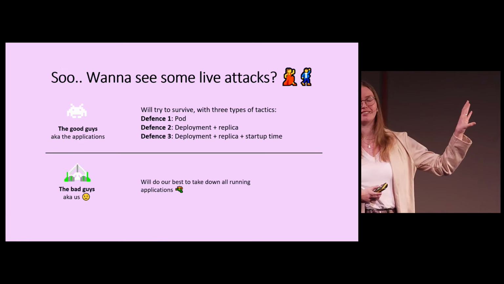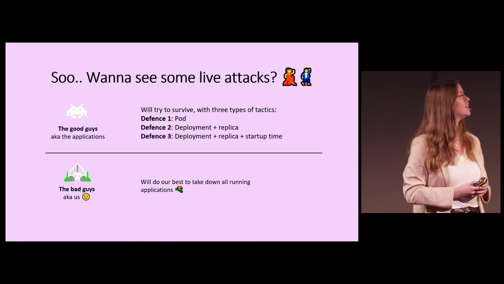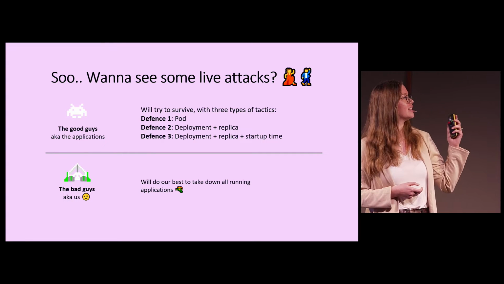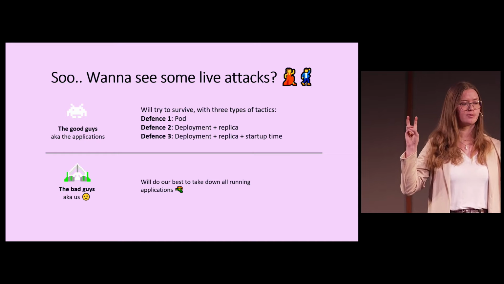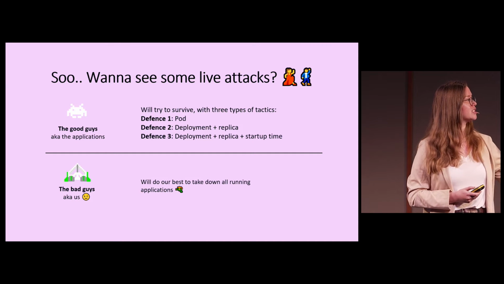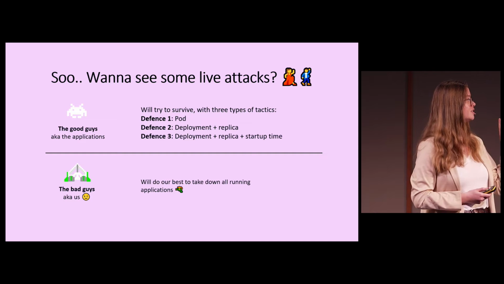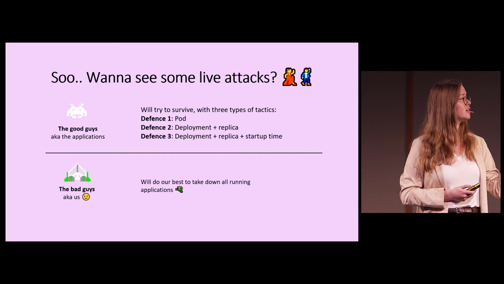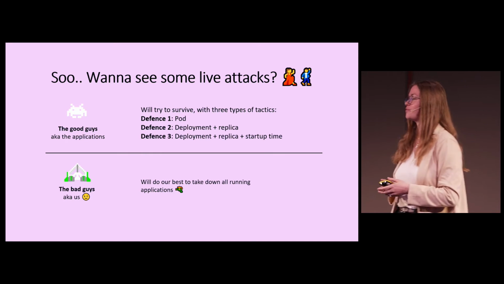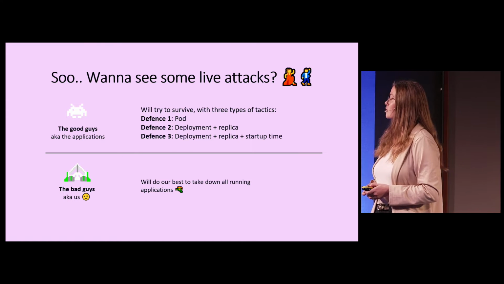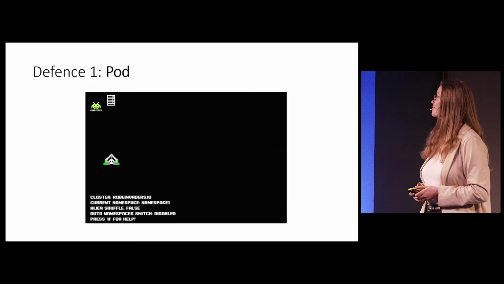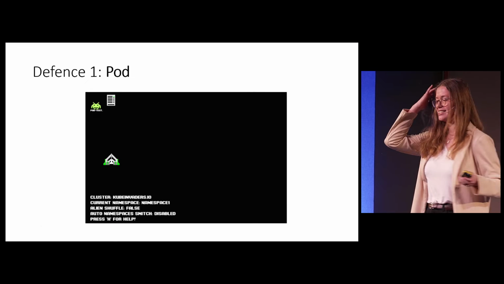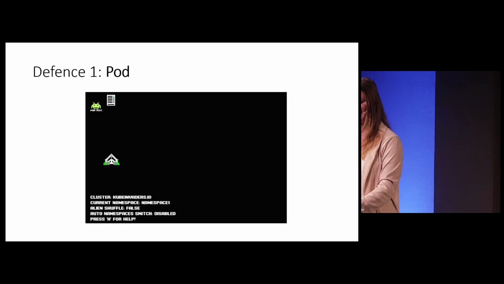Here we have the good guys. Those are the aliens, those are the system. They want to survive. They will try to survive, and I have configured 3 different Kubernetes tactics or defense mechanisms, which is a pod setup, deployment and replica setup, and deployment replica with startup time. Then my goal is to try to take them down. This is the time for some live demo. I'm very curious how that will go.